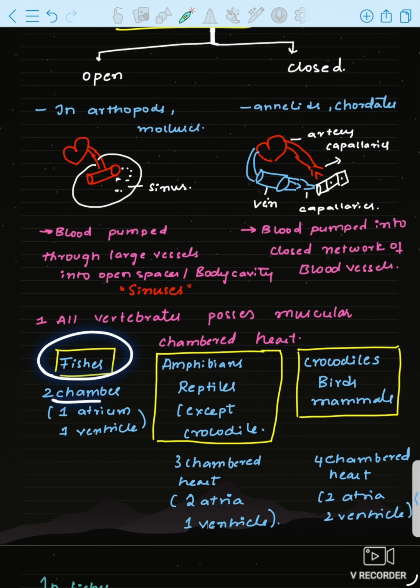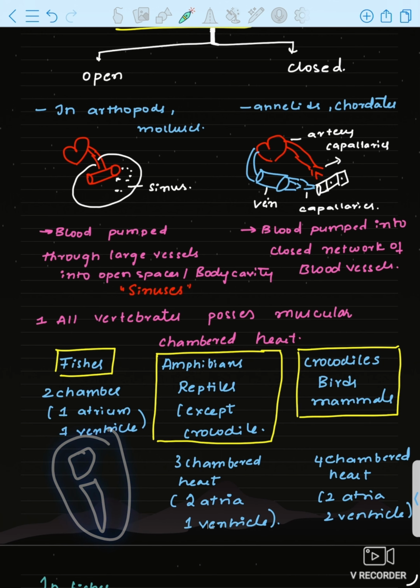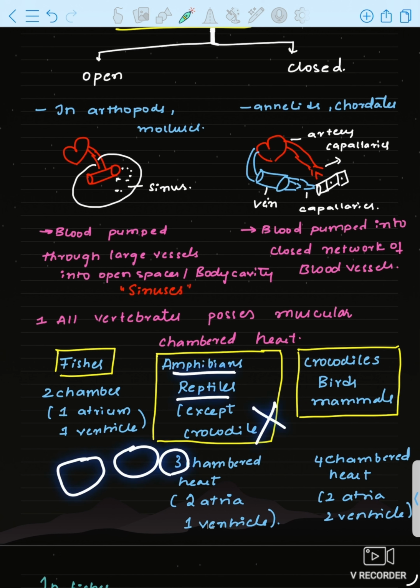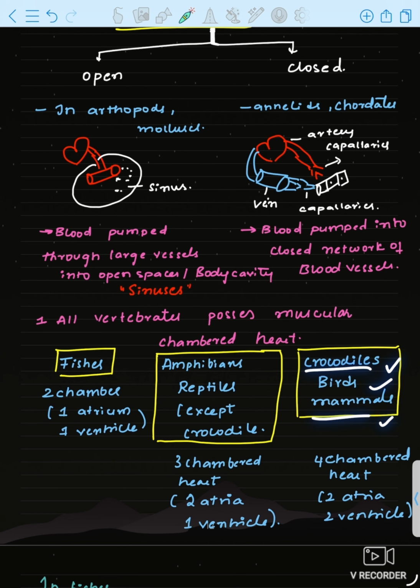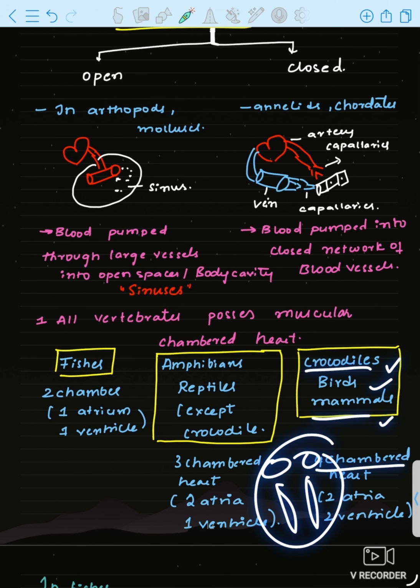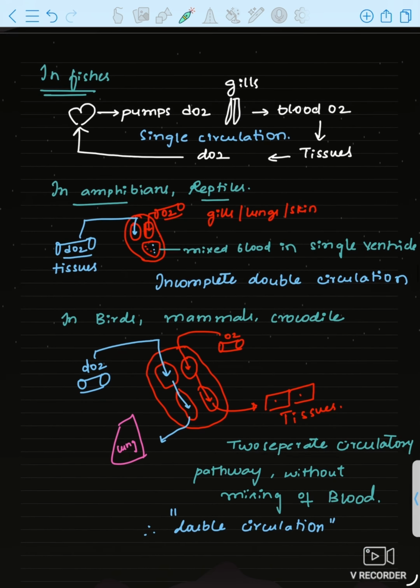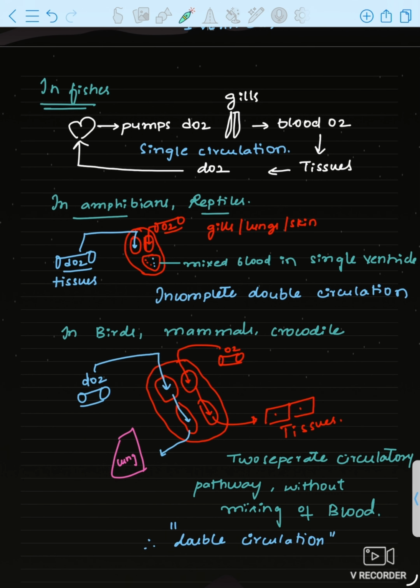In fishes, only a two chambered heart is present, that is one atrium and one ventricle. Okay, this is the heart of fish. In amphibians and reptiles except crocodile, there is a three chambered heart, two atria and one common ventricle. And in crocodiles, birds and mammals, a four chambered heart, two atria and two ventricles. Now let us discuss the circulation pathway in the above vertebrates.